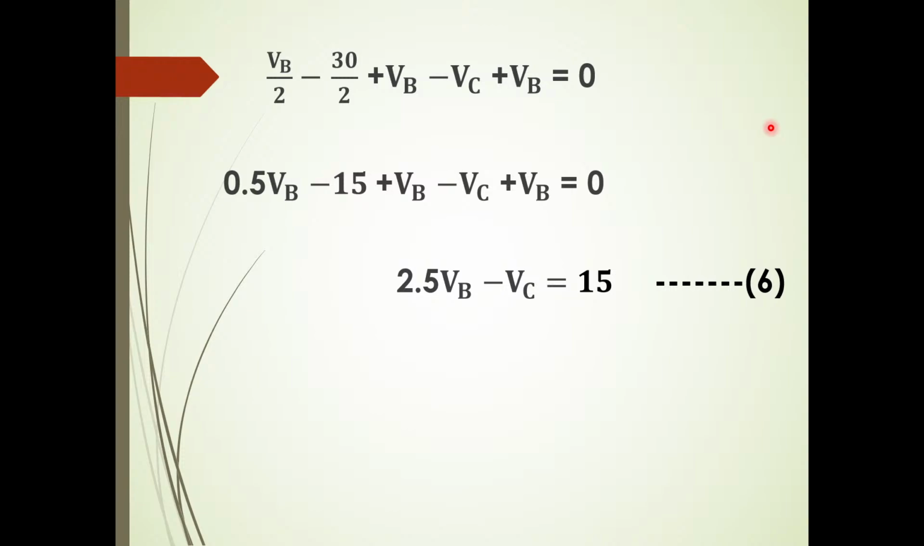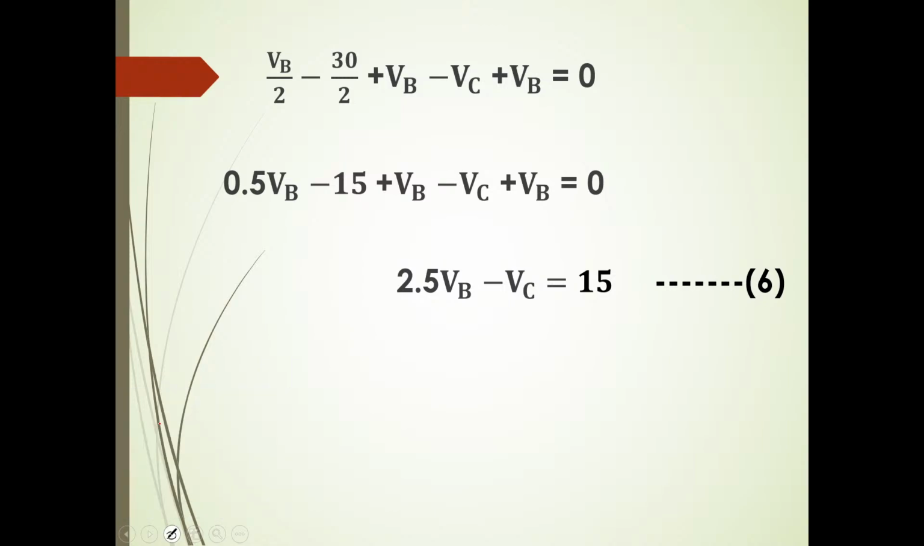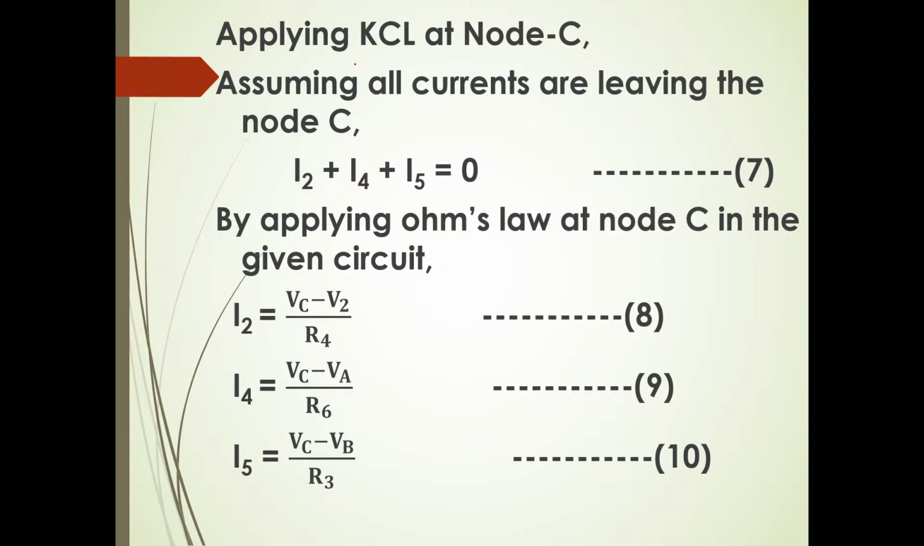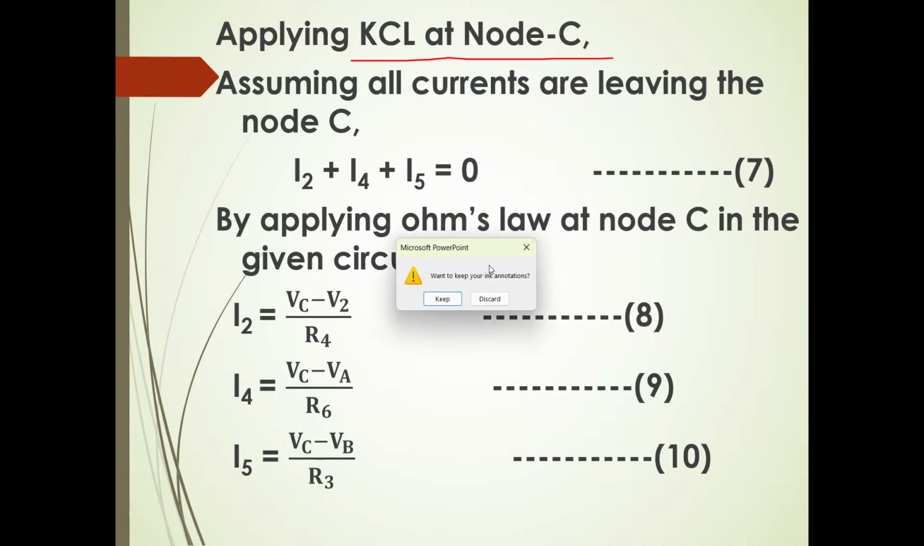I hope you have completed, isn't it? If you have completed, please mention. I will just change this slide and apply. I will apply KCL at node C. Okay, I am changing this slide. Now, let us apply KCL at node C. Okay, at node C, I will just copy that image. Image means circuit.